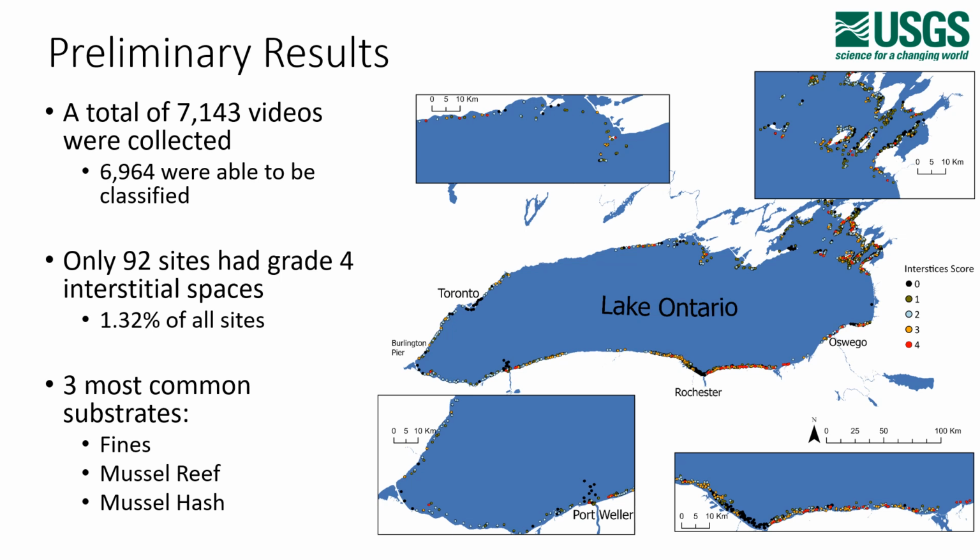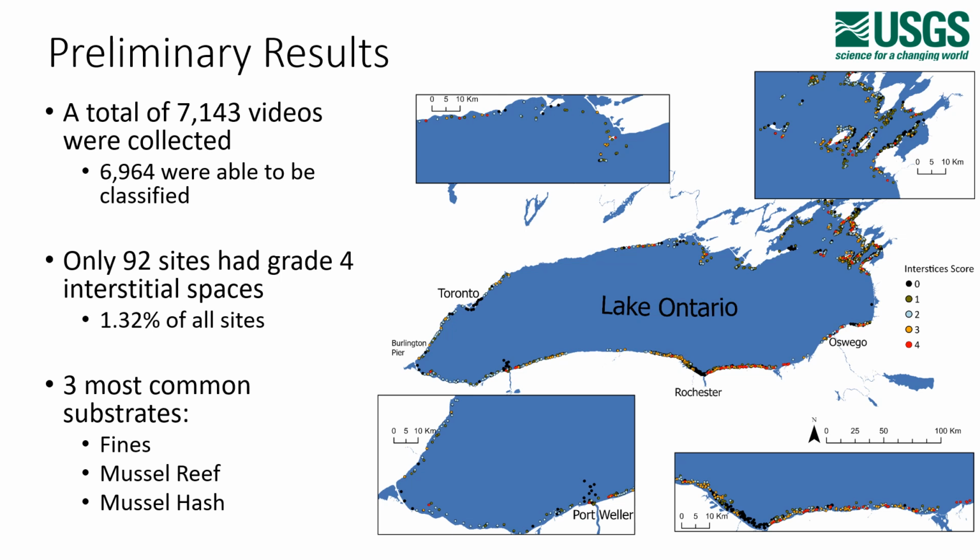So for some more results, this figure on the right here is showing all of the drop cam video sites that were taken. We layered this map so that the higher interstitial scores would overlap over the other interstitial scores. And the reason that we did this is because there's so few that if we didn't layer it this way, you would not be able to see where the interstitial grade 4, interstitial grade 3, etc. sites are on this map, because they would just be covered by interstitial grade 1s and 0s.